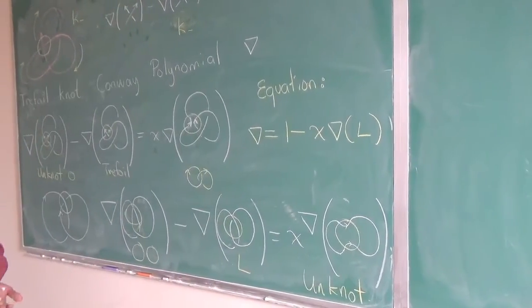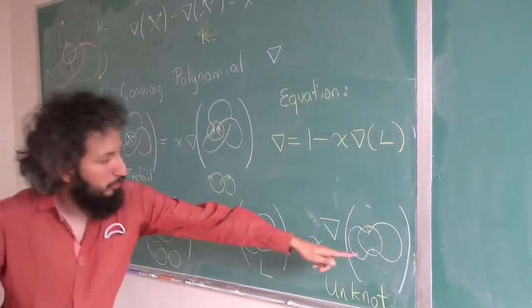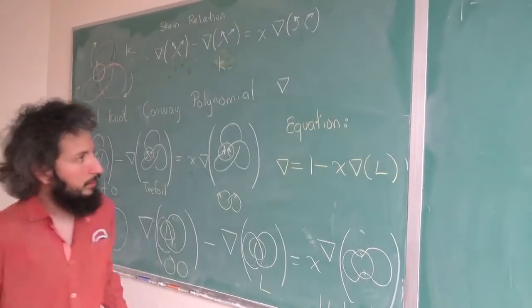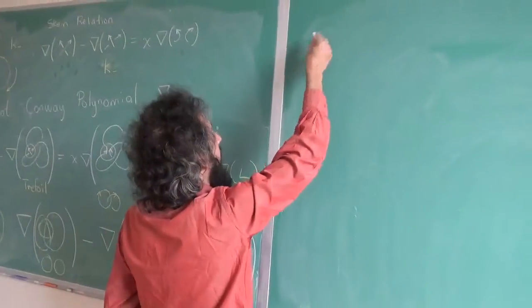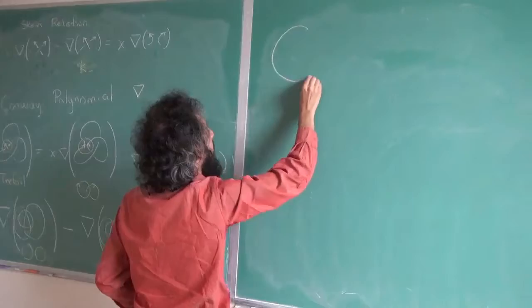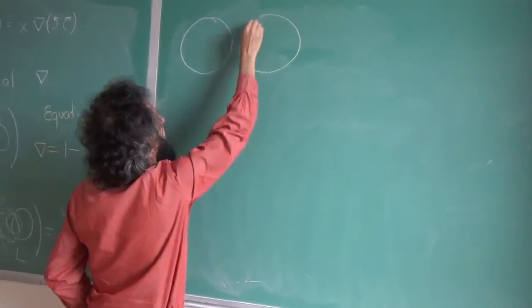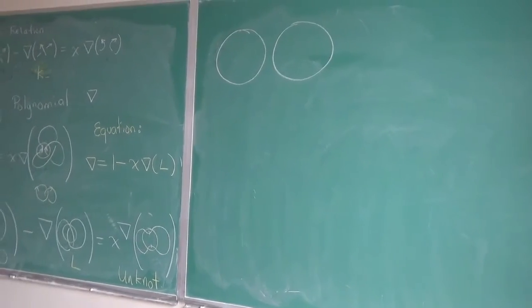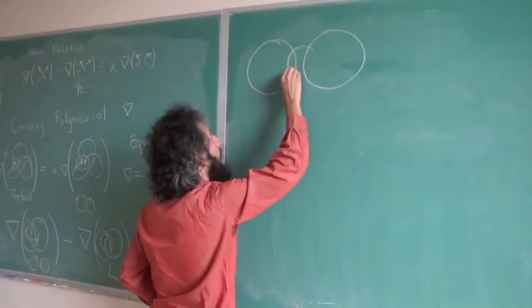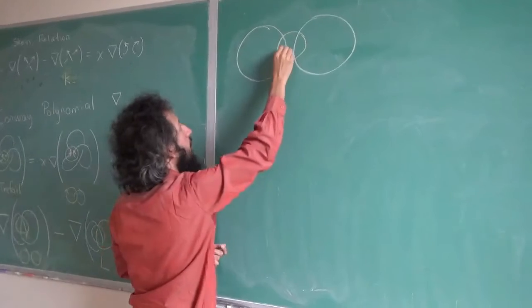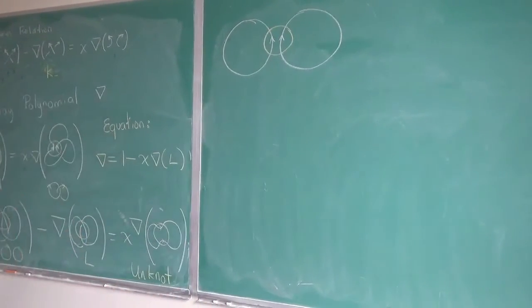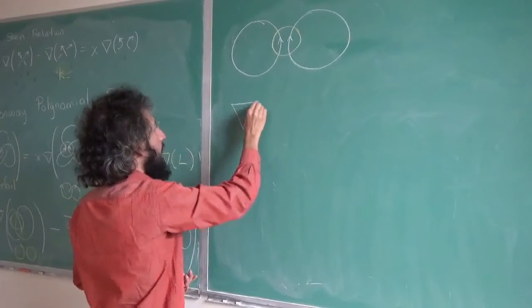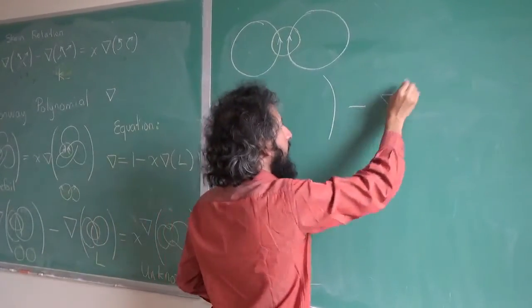So the polynomial we want is this one. This one we know. So we need to find now the Conway polynomial of two circles that are not knotted. So we have this thing. And the trick here is to consider this like the smoothing of another knot. So in our equation, we will have something that is like this.